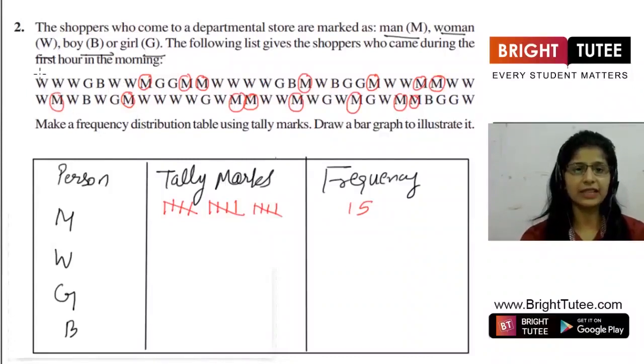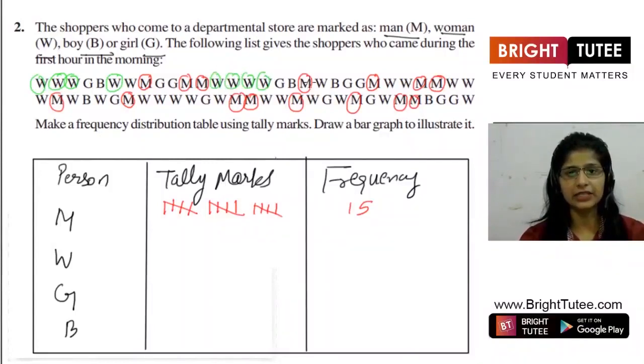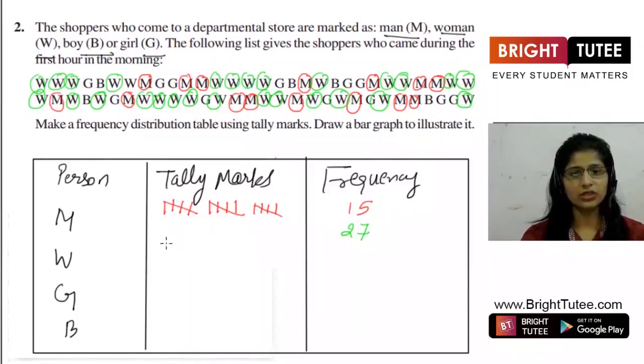How many women do we have? Let us count. 1, 2, 3, 4. And then we have 5, 6, 7, 8, 9, 10, 11, 12, 13, 14, 15, 16, 17, 18, 19, 20, 21, 22, 23, 24, 25, 26, 27. Right? So total how many? 27 we have. So 27, and we are going to mark, and we are going to use tally marks.